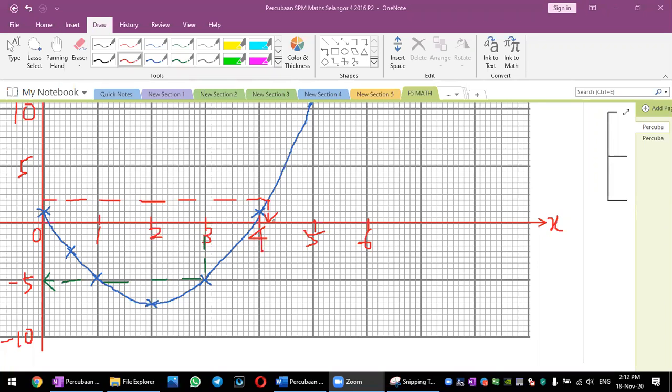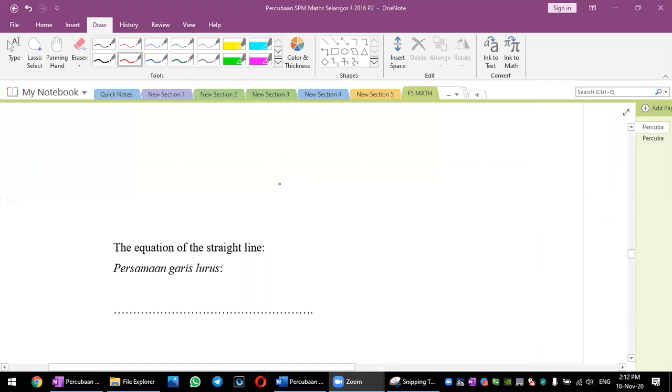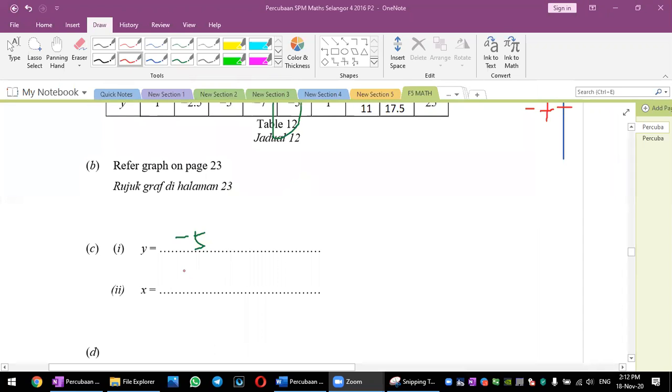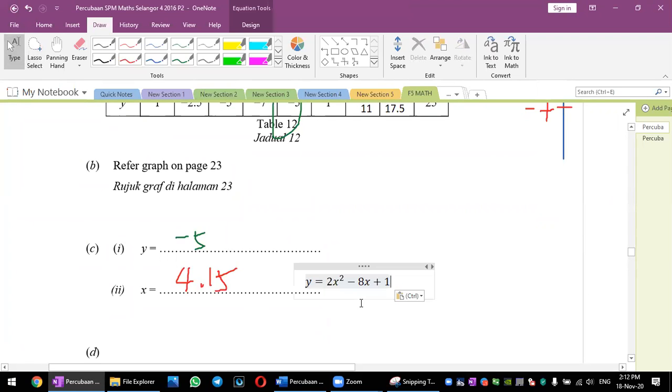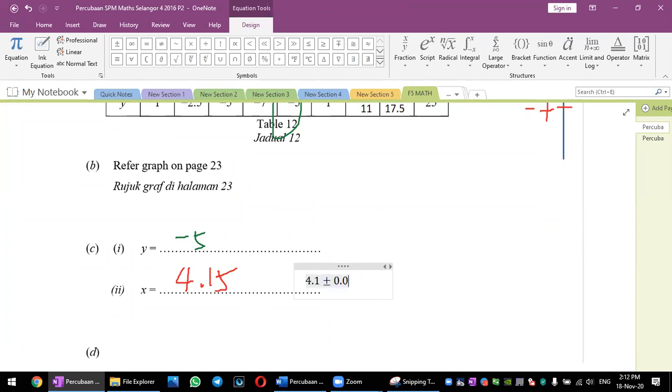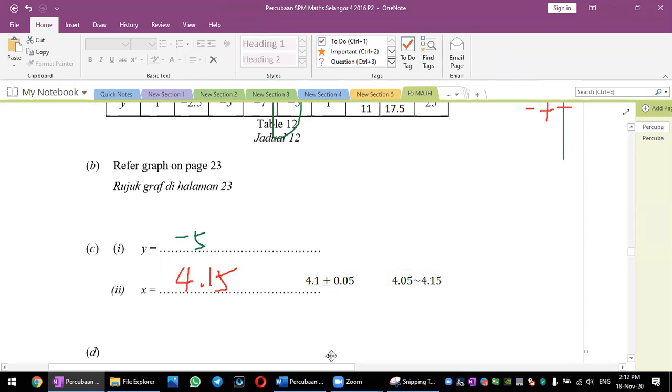Okay, tapi answer is 4.1 plus minus 0.05. Okay, nanti saya tulis. My one is 4.15. The exact answer is 4.1 plus minus 0.05. So means that is between 4.05 to 4.15. Okay, kalau lebih daripada ini range, then tak akan terima sudah. Will not be accepted if you over this range.